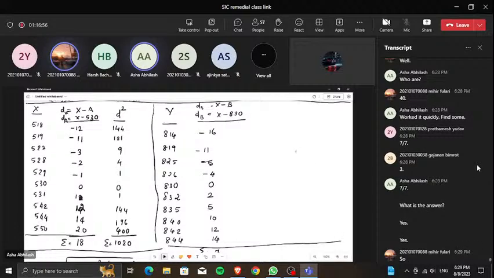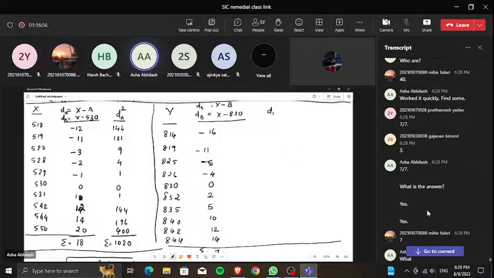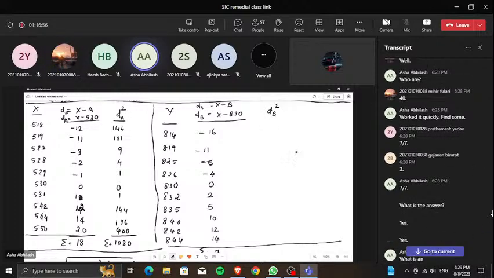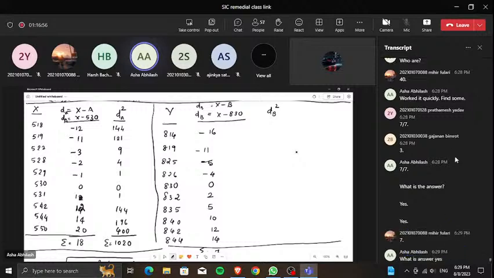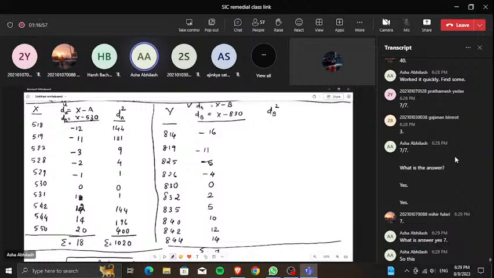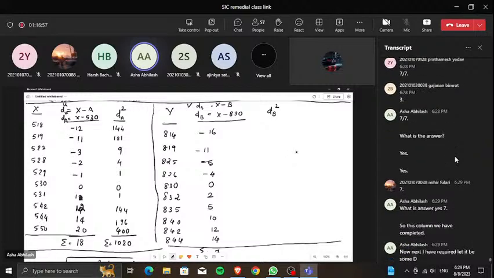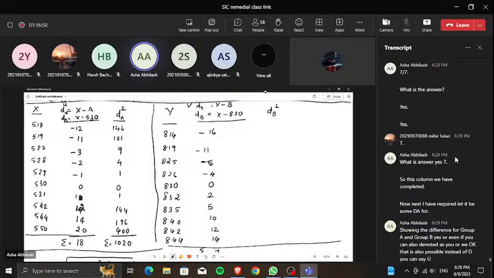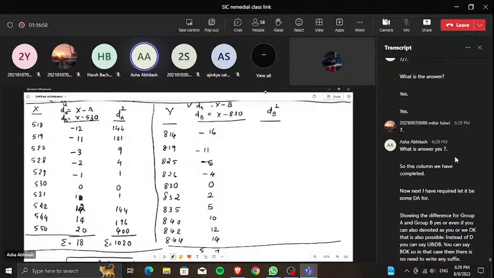Now next I require, let it be some D A for showing the difference for group A and group B. Or you can also denote it as U or V. Instead of D, you can say U, and D B, you can say V. In that case, there is no need to write any suffix. Yes, now quickly take the square.